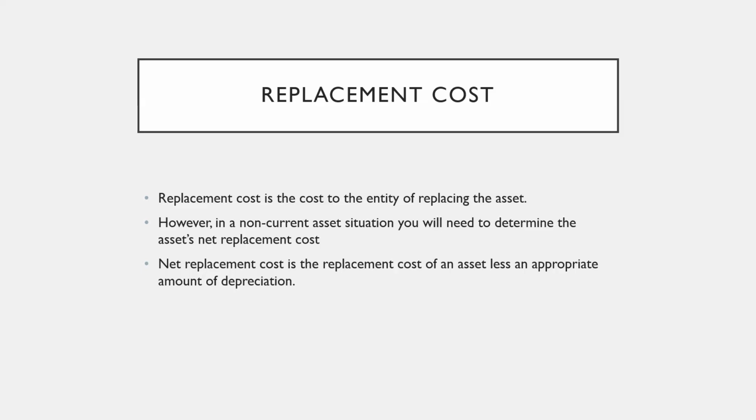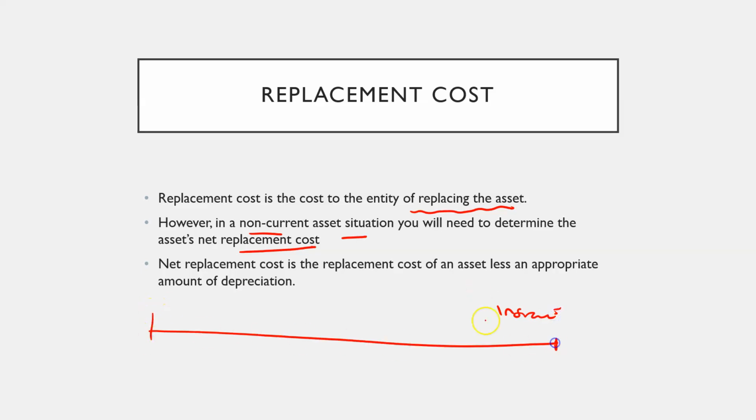Replacement cost, as you can see here, is the cost to the entity of replacing the asset. However, in a non-current asset situation, you will need to determine the asset's net replacement cost. Think of insurance. Imagine you bought an asset that was supposed to last you 10 years. I think I've given a similar example in the previous video. You've gone 3 years and something happened to the asset and your insurance company turns up.